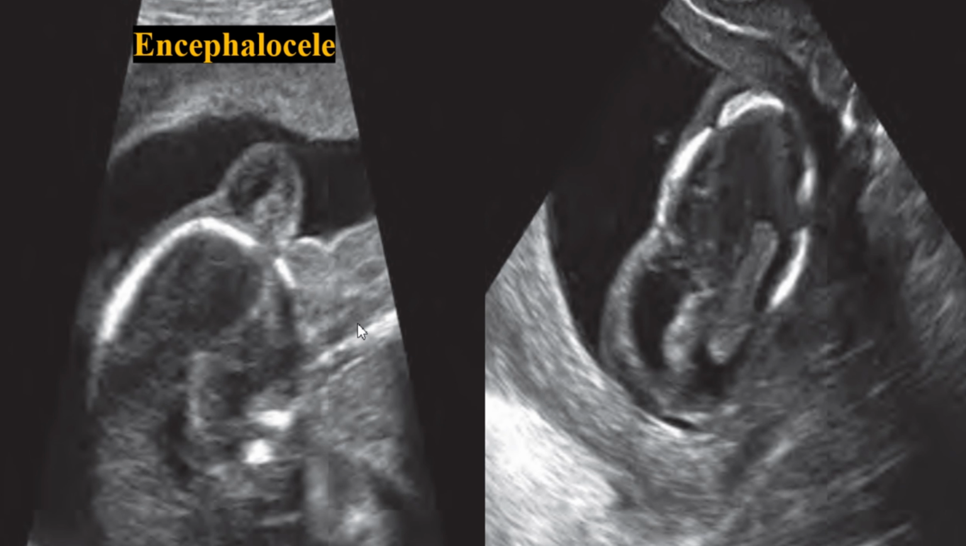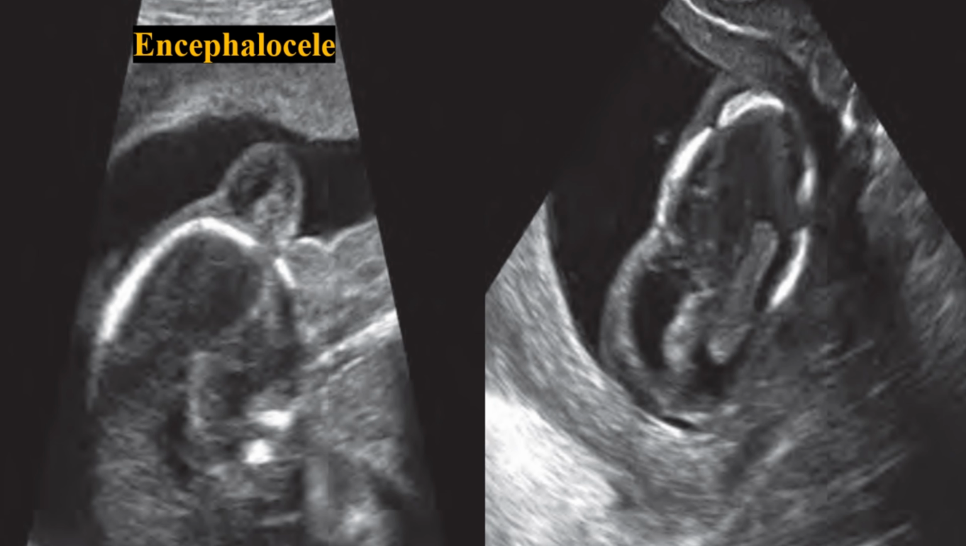And now we are going to discuss another brain anomaly, which is encephalocele. A cephalocele is a protrusion of the intracranial structures through a calvarial defect. The term cephalocele includes both the cranial meningocele, which contains the meninges and the cerebrospinal fluid, and encephalocele, which contains the meninges, cerebrospinal fluid, and the brain tissues.